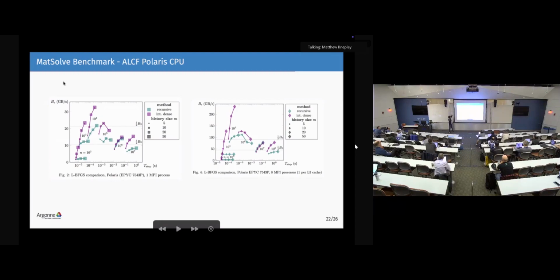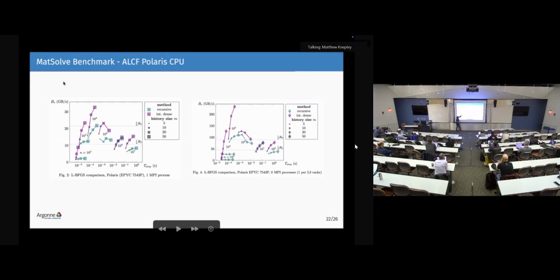There's a simple 1 MPI process on the Polaris, on the AMD. So N is the problem size, and then the square size is your history size, 5, 10, 20, 50. And then 10 times 2, 3, 4, 5, 6. So it's bigger problems. And then the Y scale is effective bandwidth of the problem.